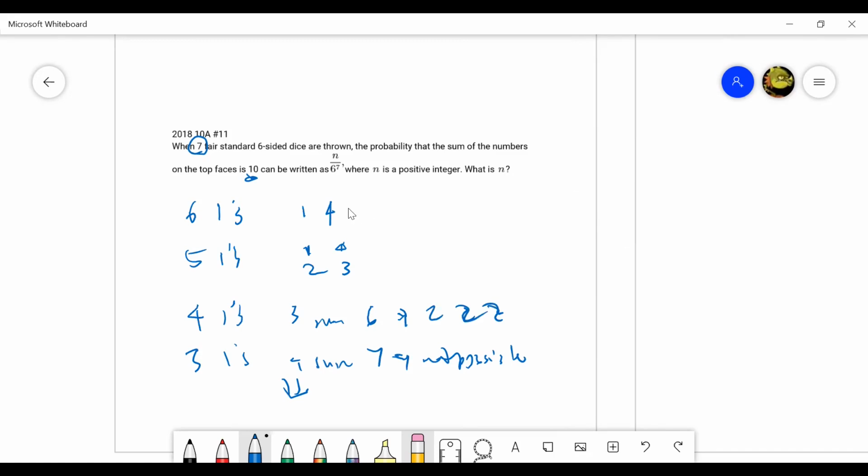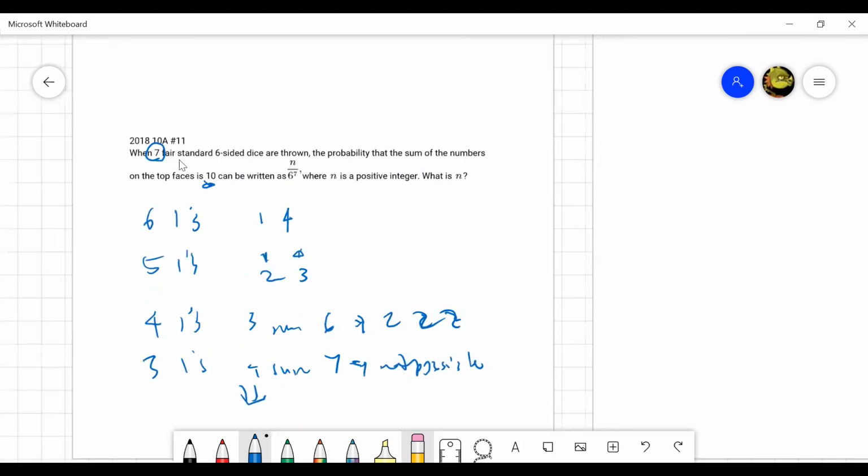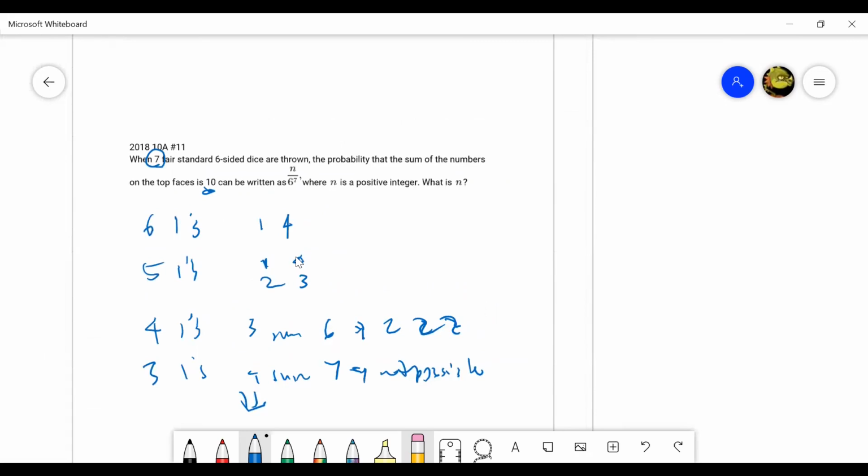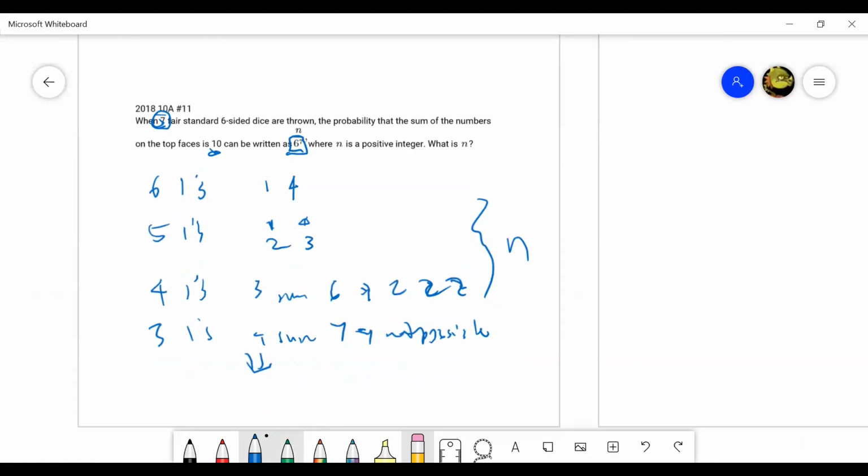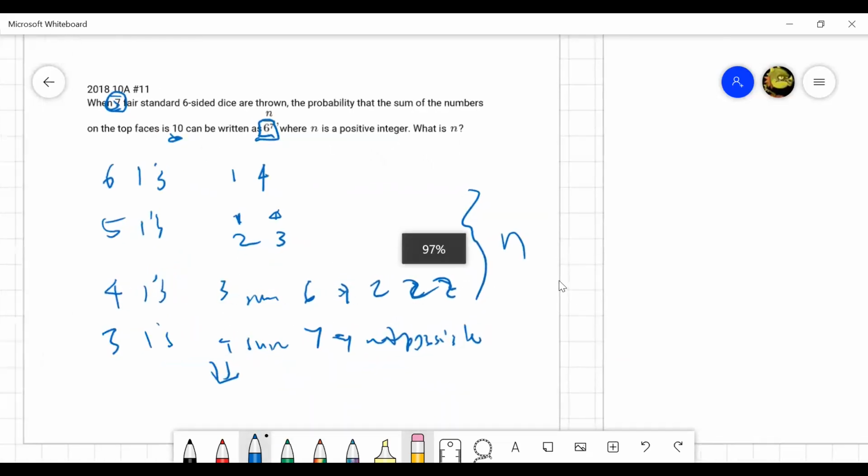I'm not going to completely solve the problem, but this is how you could do the cases. From these cases, after you count how many total ways are possible and add them, that's just n, because the denominator is 6 to the 7th, which is the total number of possible ways: 7 dice and 6 possibilities for each die. All right, so if you want to finish this problem by yourself, feel free to. Again, this is just another example of casework.